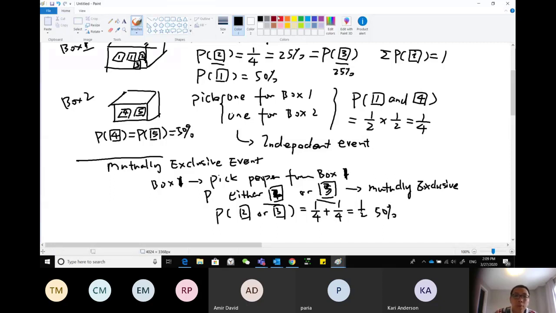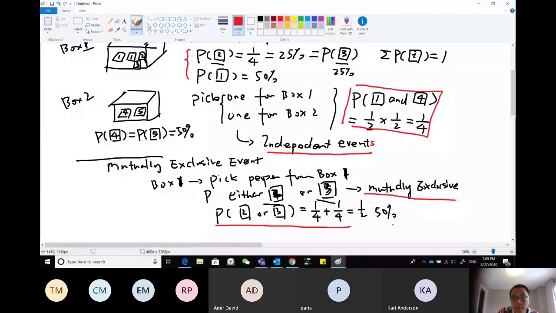Okay, so just to highlight what we just went through here. Probability for each individual event, and for independent events, right? For independent events, the probability is the probability times each other, and for mutually exclusive events, their probability is added together, right? So those are the basics for probabilities.